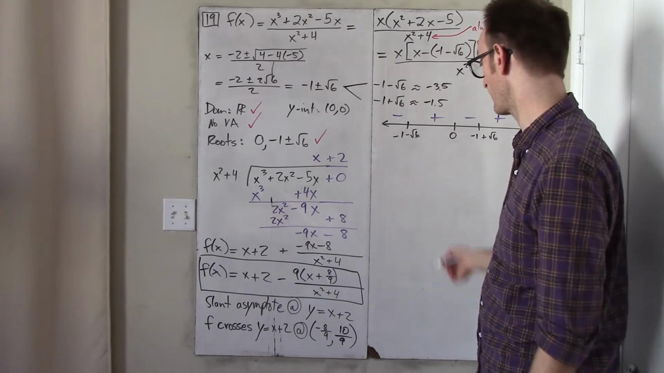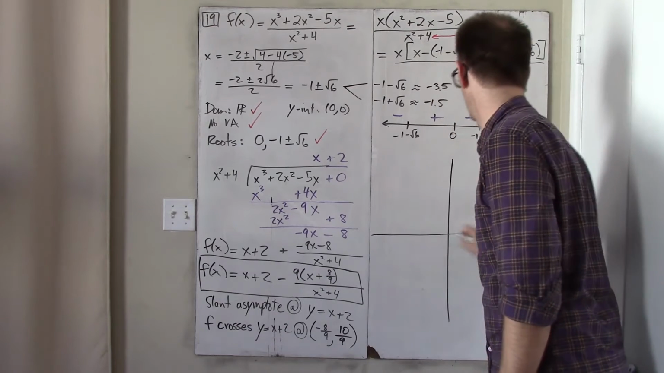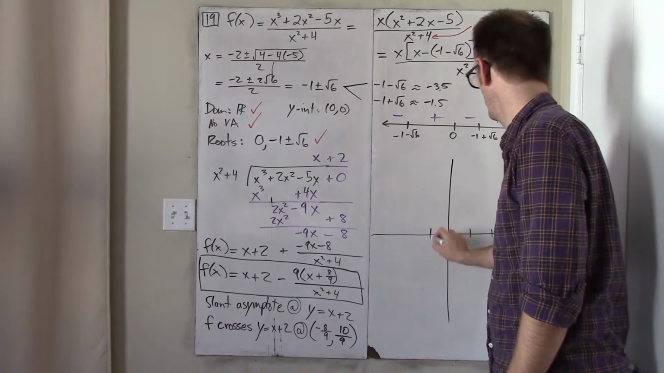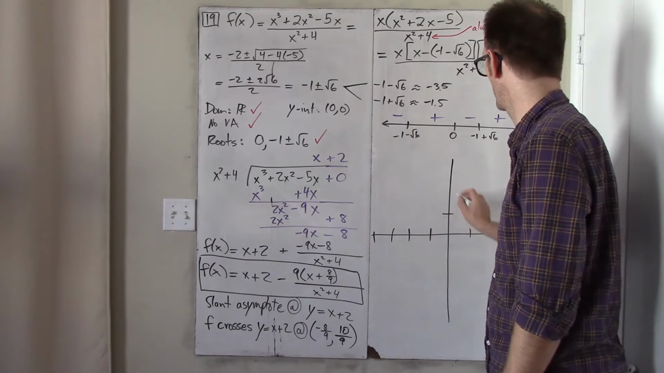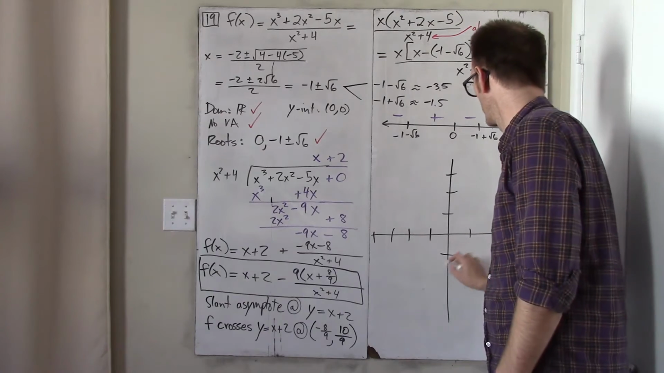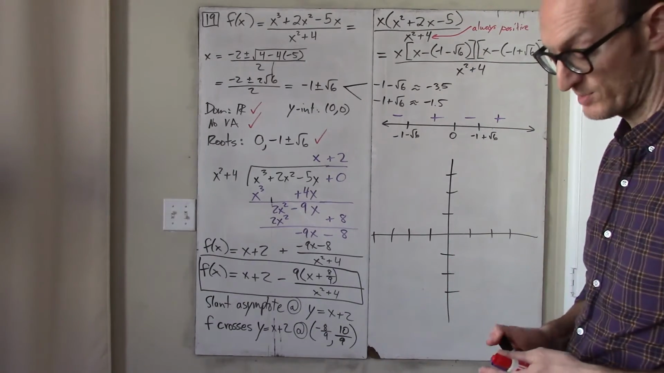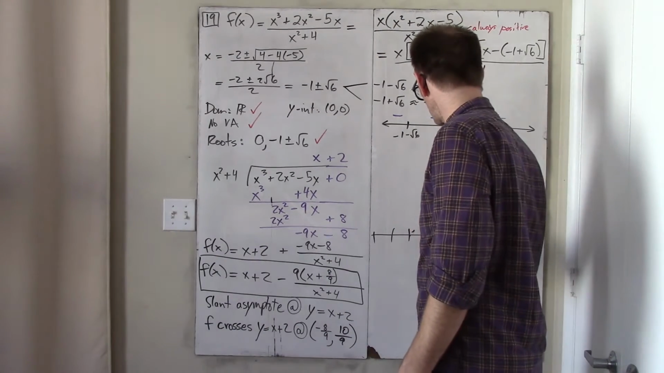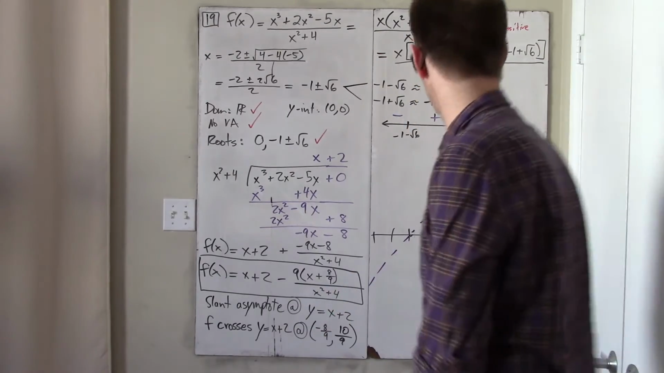So I don't know what's a good scale, so just kind of improvise. 1, 2, 3, 1, 2, 3, 4. Something like that. Alright, what do I know? I have no vertical asymptotes. I have no horizontal asymptotes. I have a slant asymptote of y equals x plus 2. And sort of there it is.